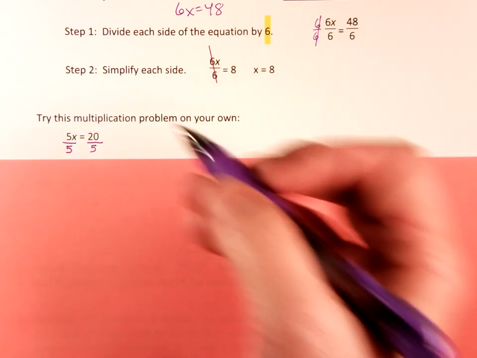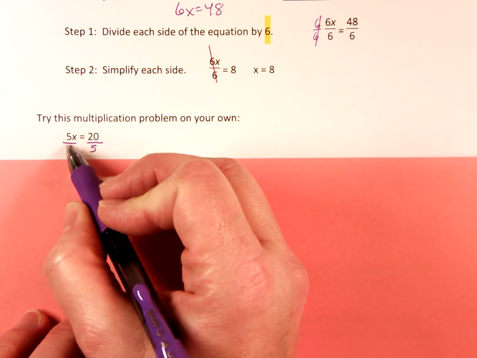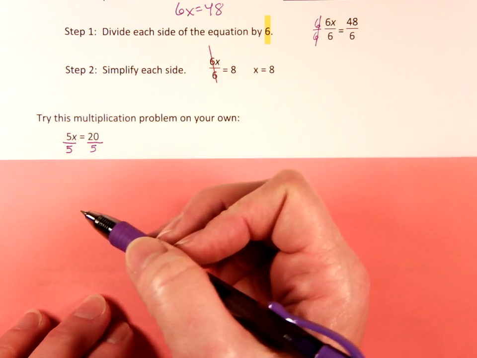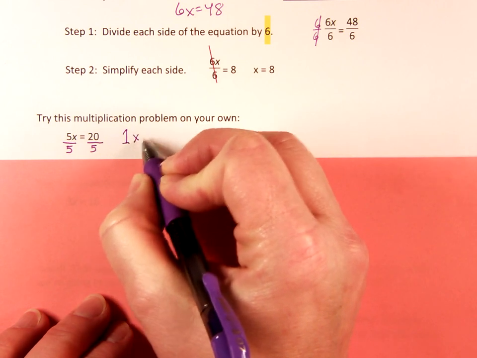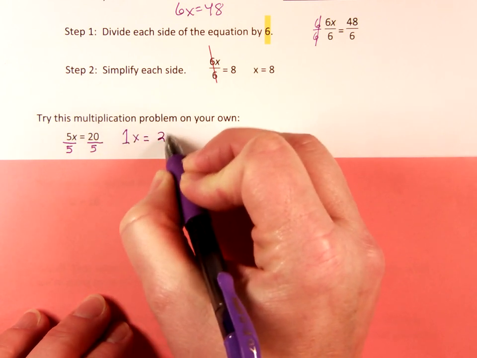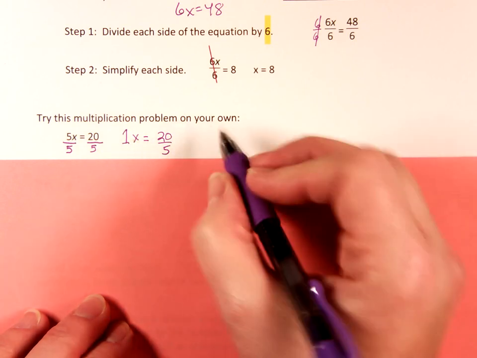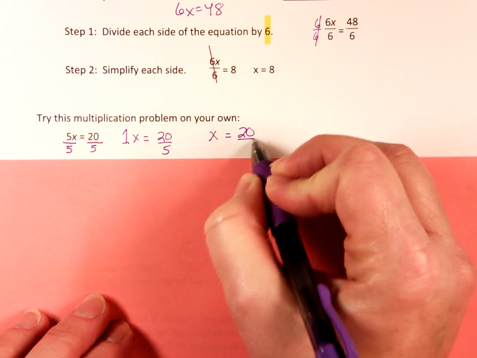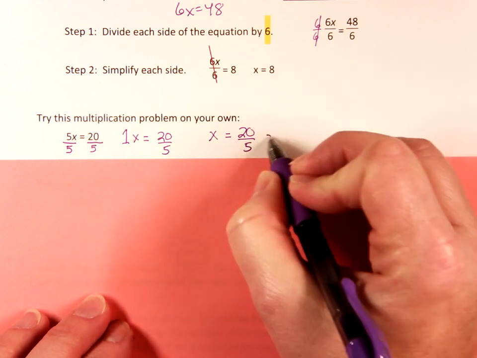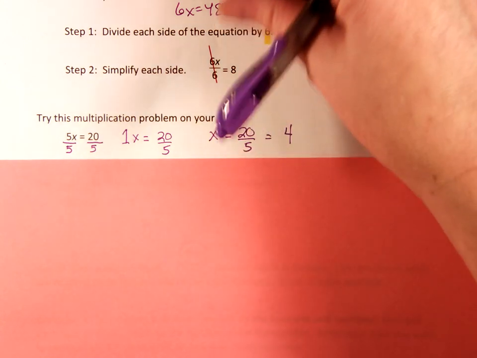And the reason that we chose 5 is because look what happens here. 5 divided by 5, that's just 1. And I guess I could write 1x equals 20 divided by 5. But 1 times anything is just that number, so we can ignore that one. X equals 20 divided by 5, which is 4. Good. And that's how you solve an algebra problem with multiplication.